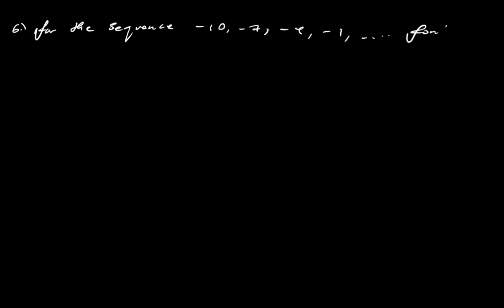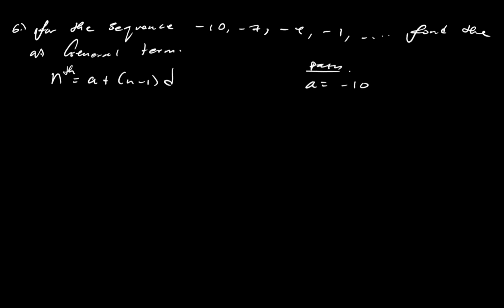Let's say we need to find the general term. So we need to collect some data. We know the general term is found by the nth term being equal to a plus n minus 1, then d. If we collect some data, the value of a is negative 10, and the value of n for the general term is n. Then d will be term 2 minus term 1, being equal to term 3 minus term 2. So d is equal to term 2, which is negative 7, minus term 1, which is negative 10.